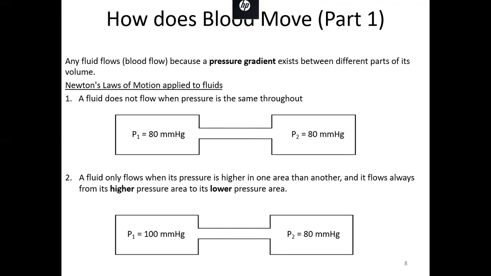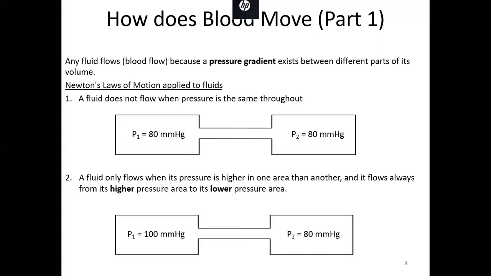gradients. Thinking back to the very beginning of the semester, we talked about concentration gradients, where oxygen moves from high concentration to low concentration. The same kind of concept exists here with the flow of blood, like it did with the flow of lymph in our last lecture. It's all about high pressure to low pressure. And this is actually a law that goes back to Isaac Newton.